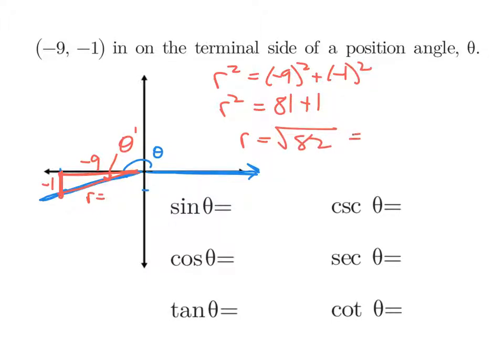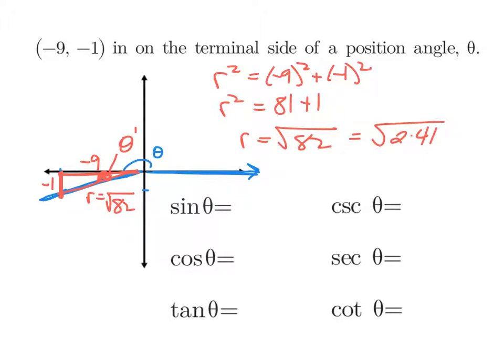Try and simplify it by factoring 82. I know that it's 2 times 41. Both 2 and 41 are prime. Neither of them are perfect squares. So r is going to be the square root of 82. Now our right triangle is completely filled in. We go over to identify the 6 trig values of theta.